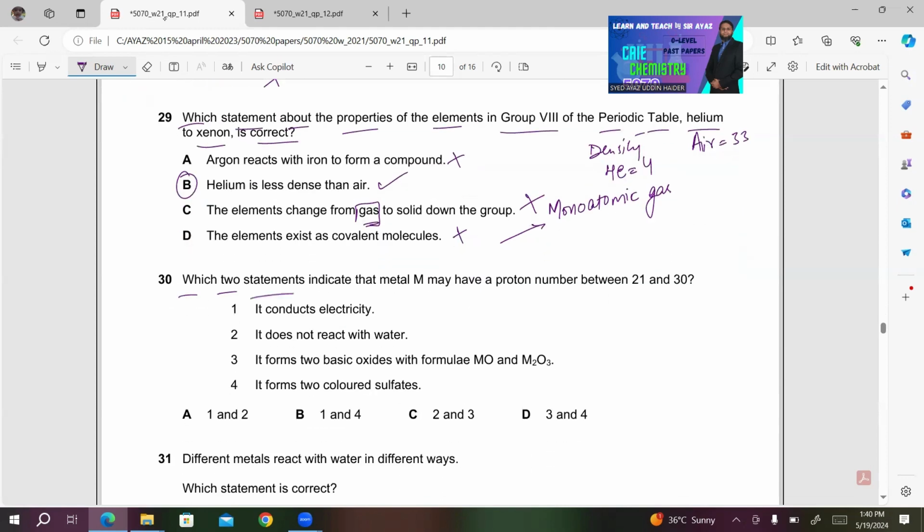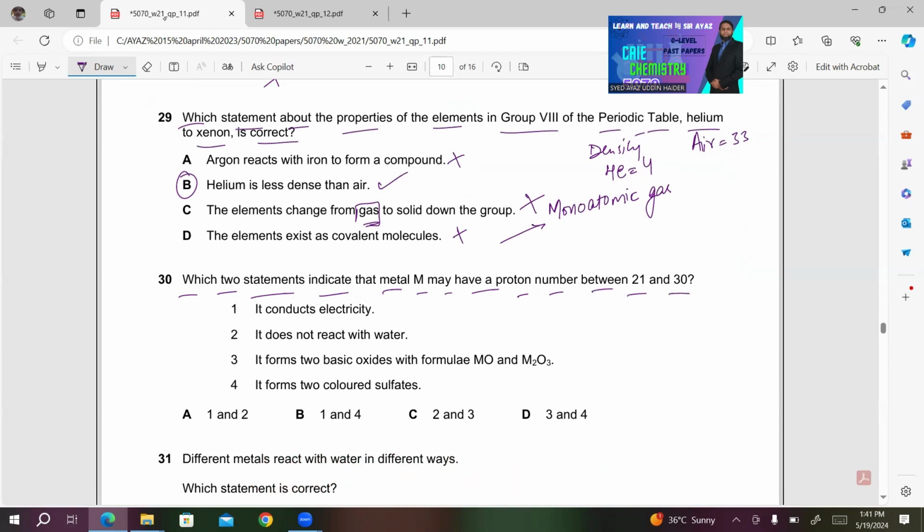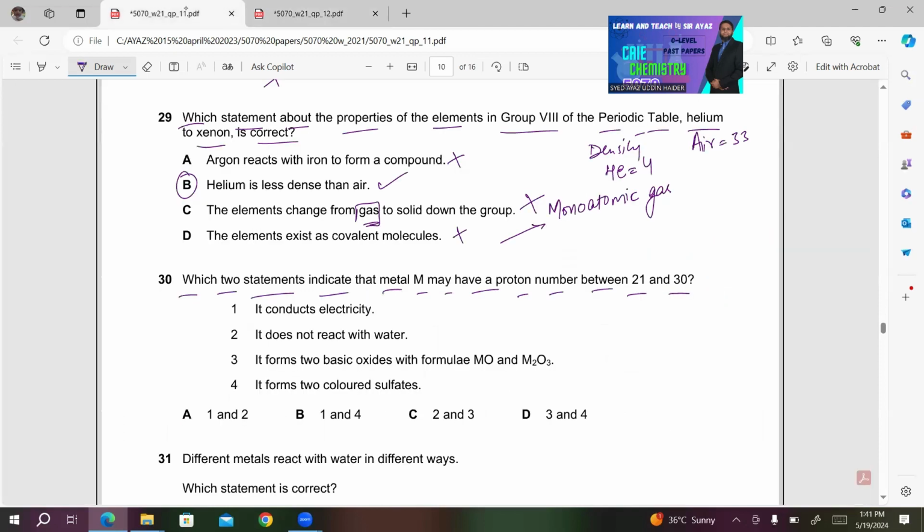Number 30. Which two statements indicate that metal M may have a proton number between 21 and 30? So what do we have between 21 and 30? Here we have proton number 21 and 30. So it's a metal. We must have metals. So we have to see which two statements.